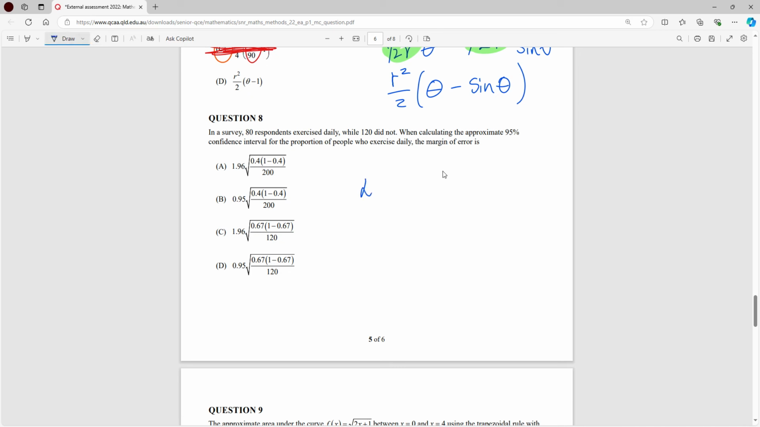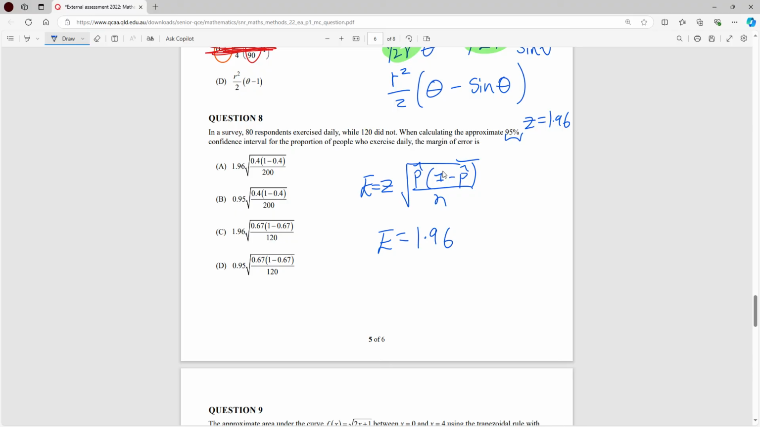So the margin of error is your z-score times the square root of your proportion times the complement of your proportion, divided by the sample size. So here, for a 95% confidence interval, the z-score is 1.96. So your error is 1.96.